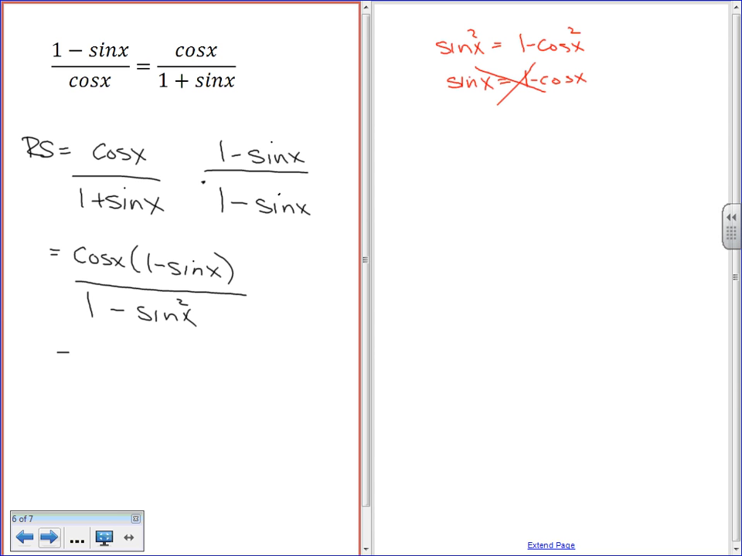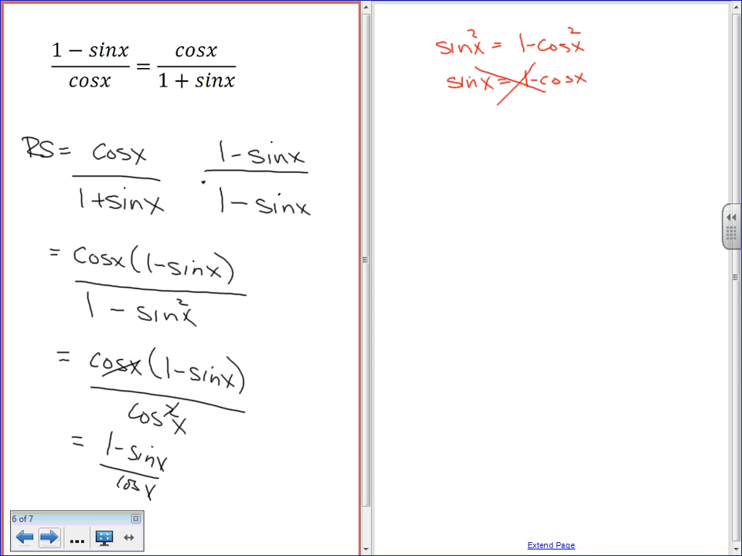1 minus something squared. And what can I change that into? Yep. Cosine squared. Correct. So you have one term on the top, one term on the bottom. They both have cosine. Cancel it out. And you've changed it to 1 minus sine x over cosine of x. And you change it to the left side.